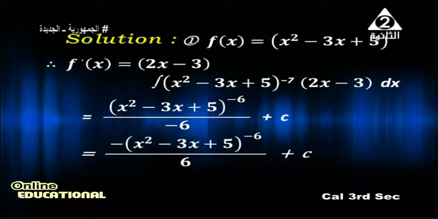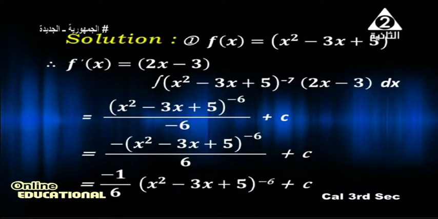And we can write the integration as negative (x power 2 minus 3x plus 5) all to the power negative 6 over 6 plus c, or negative 1 over 6 multiplied by (x power 2 minus 3x plus 5) all to the power negative 6 plus c.